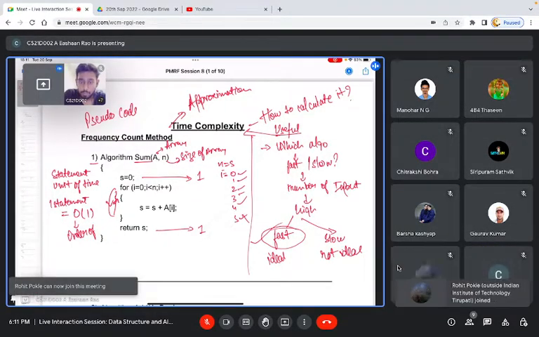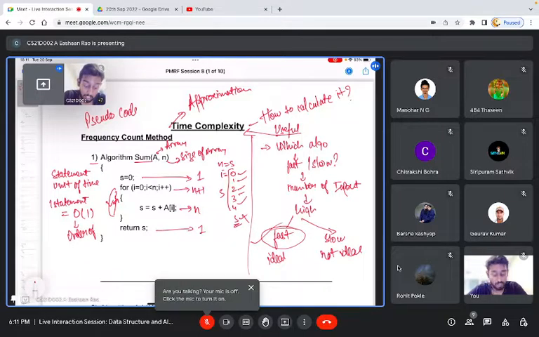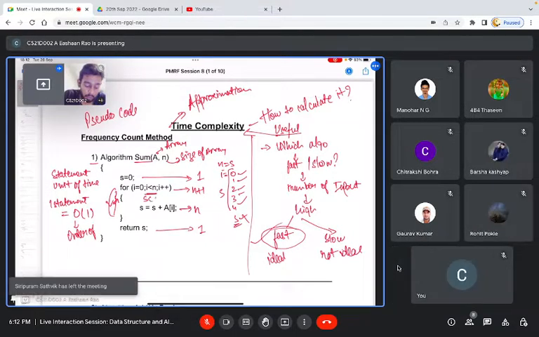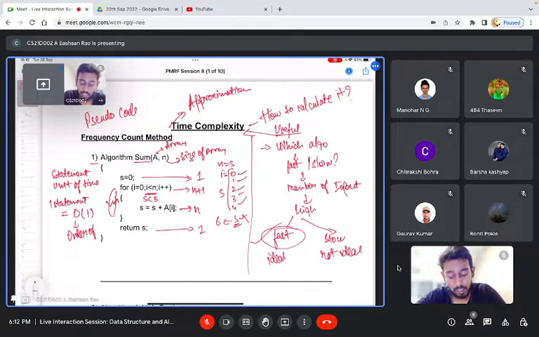So this statement will run for 5 times, that means it is n times. It will run for n times, but this condition will run for n plus 1. Why? Because of this condition, i less than n, it has to check whether 5 is less than 5 or not. So this will act as a sixth statement. That's why n plus 1.